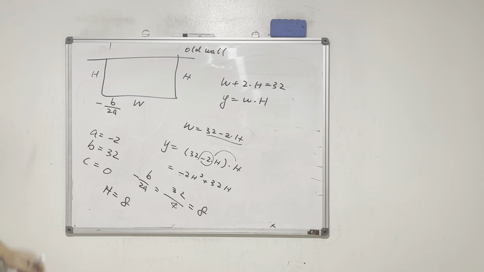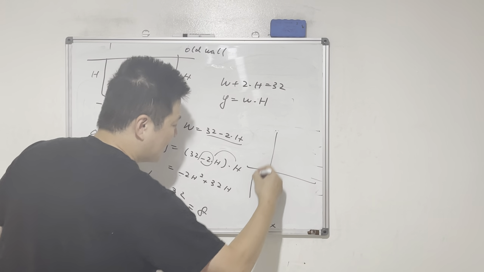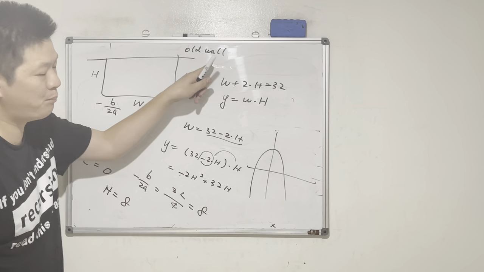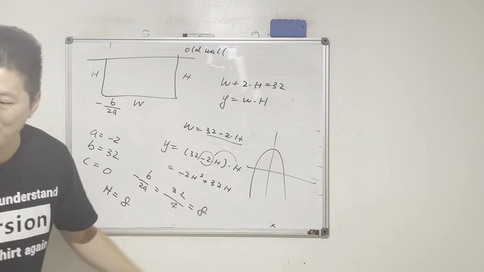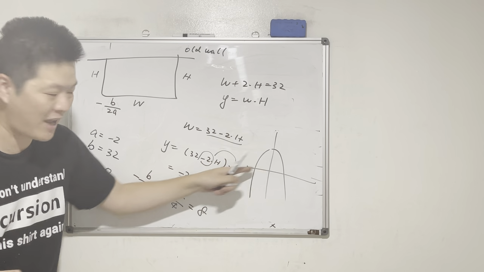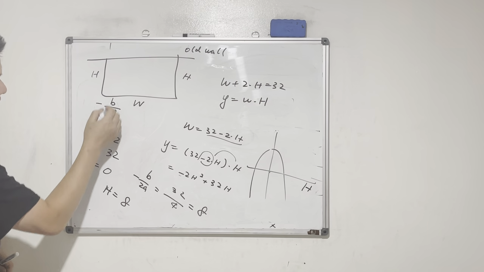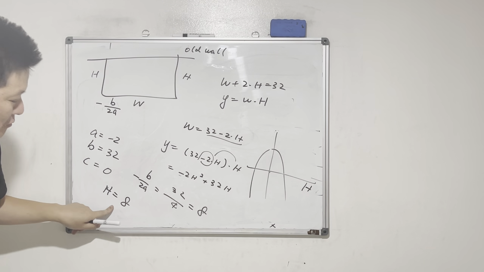When H equals 8, we have a maximum value. Am I right? Why is that? Because A is negative, so the parabola is facing down. Facing down, we have a maximum value right here. Got it? And H equals 8, because it's on the symmetric axis, right? So H is 8, we have a maximum.